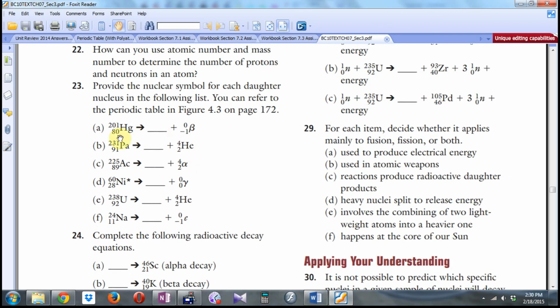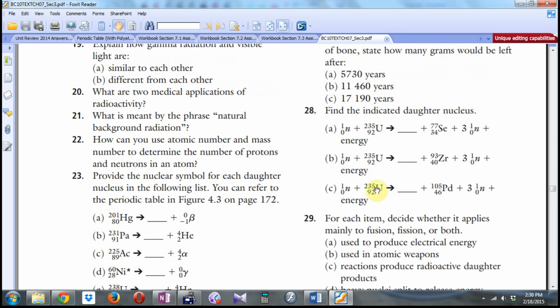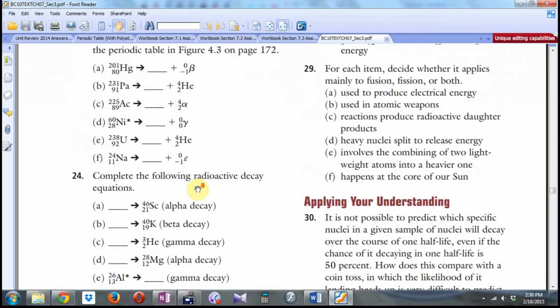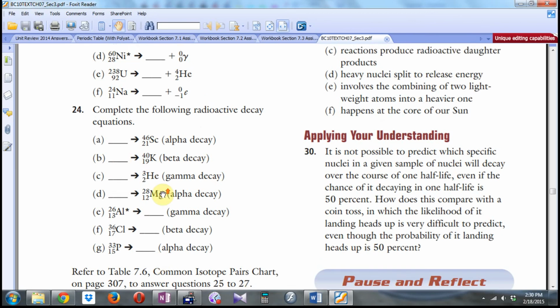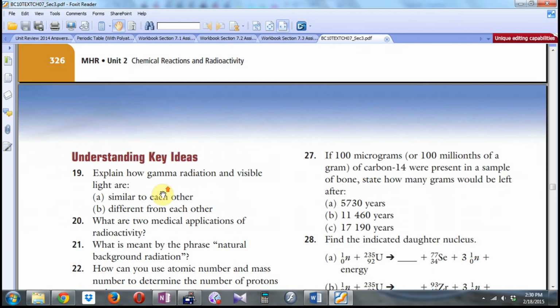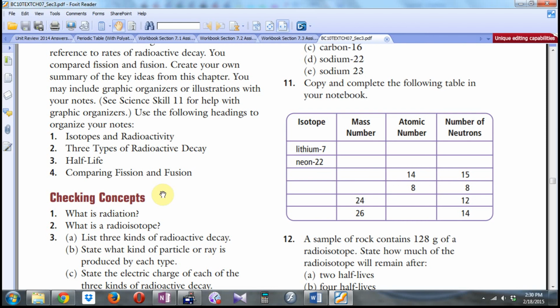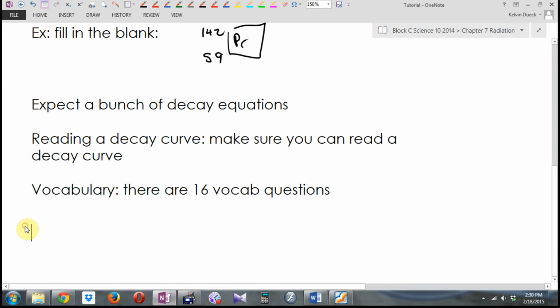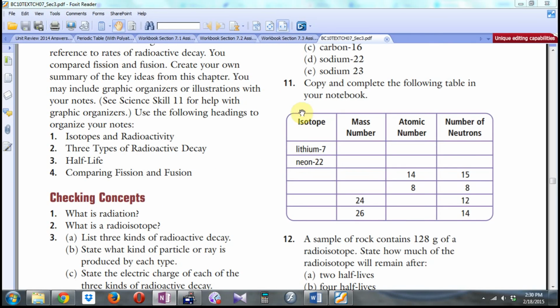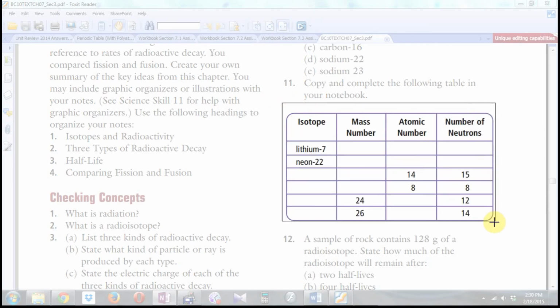So again, make sure you can handle these kinds of equations. If you can, you're in good shape. I might give you a chart, something like this to fill in. Again, probably I'd turn this into some kind of a multiple choice question because that's a lot of writing, but still.